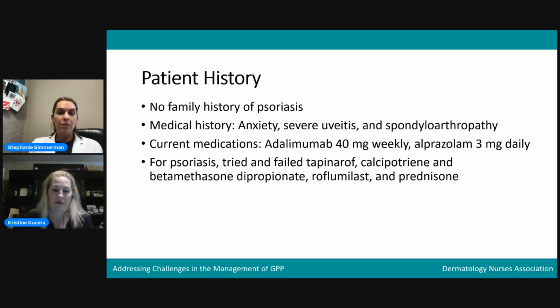Her current medications were adalimumab at 40 milligrams weekly and a pretty good dose of alprazolam, 3 milligrams daily. For her psoriasis, she had tried and failed tapinarof, calcipotriene, and betamethasone. She had failed also oral prednisone and roflumilast.